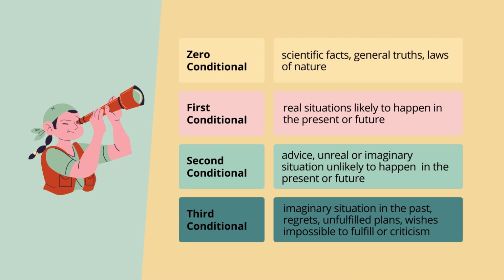Now, zero conditionals include scientific facts, general truths, laws of nature. The first conditional has real situations that can happen, which is mostly in the present tense or future. Now, in the second conditional, we have sometimes advice, sometimes unreal or imaginary situations unlikely to happen in the present or future. The third conditional is the imaginary situation in the past, and regrets, unfulfilled plans, wishes.